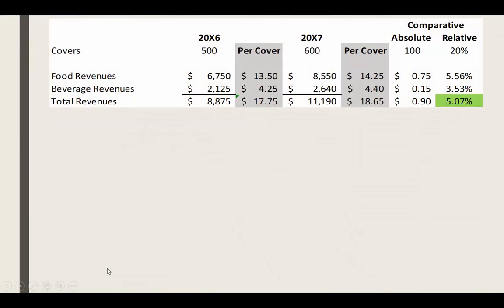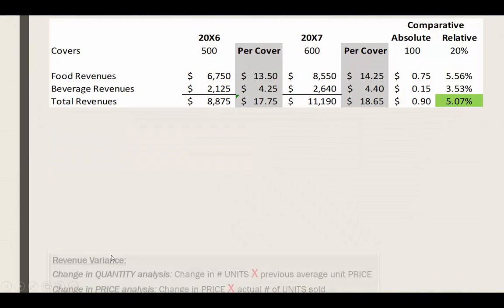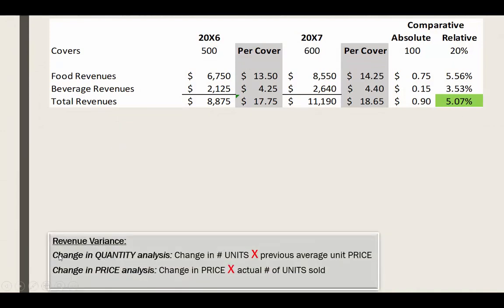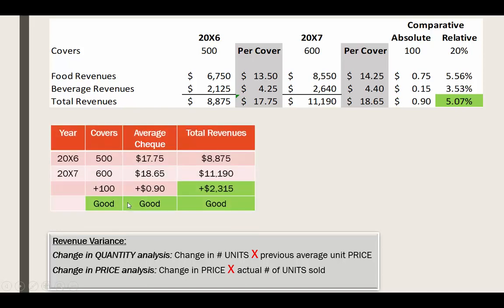So let's look at an example. We'll start with a revenue variance first. Right away, we have a change in quantity analysis, where we look at our change in number of units times the previous average unit price, and then we take a look at the change in price. I have a little table for you so you understand more where these numbers are coming from when we start to build this revenue variance. This is more visualization. You don't have to complete this. You can if you feel more comfortable with it, but it's not necessary.